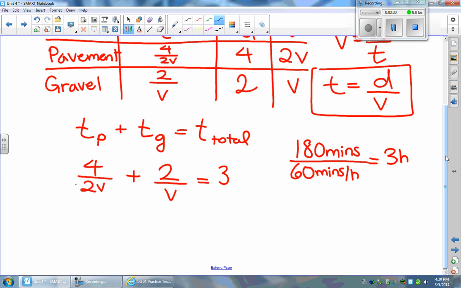So let's find our lowest common denominator. 2 and v are both factors in the first denominator. And in the second denominator, I have another v, but I don't have to include v again. If v is already a factor, I don't need to include it twice. So I'm going to multiply each term by 2 times v.